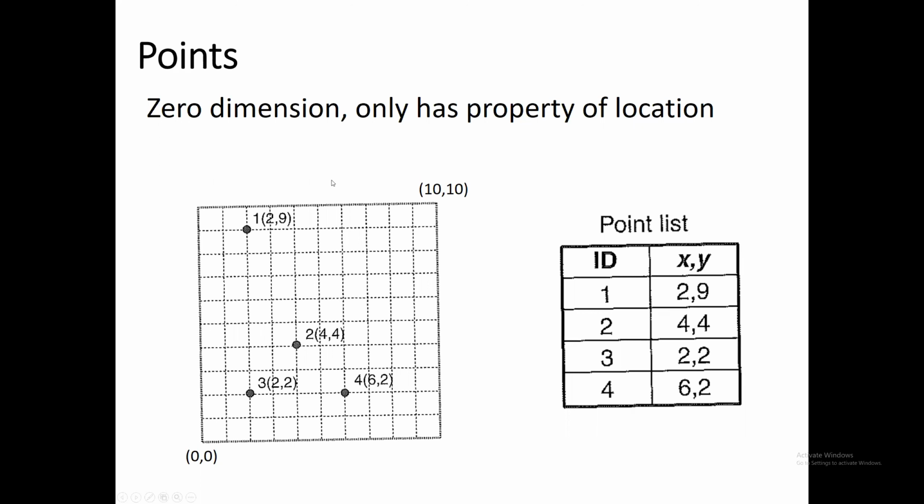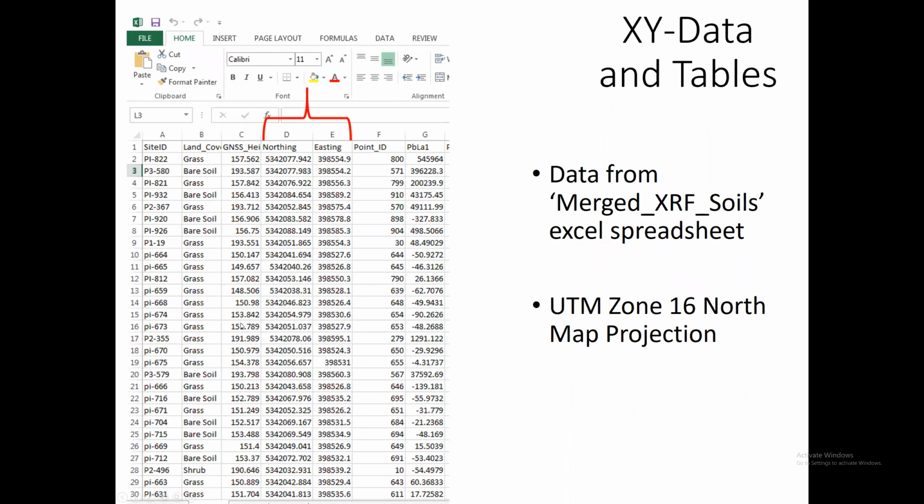Okay, so this is this idea of points. And we can work with points from different types of data. So this is an Excel spreadsheet that's showing some point data. It's lead contamination readings from an island in Michigan. We've got northing and easting: two of the columns in the spreadsheet are the coordinate information. So you could import this spreadsheet into ArcGIS Pro and display these data as points. And you guys will certainly be doing that.